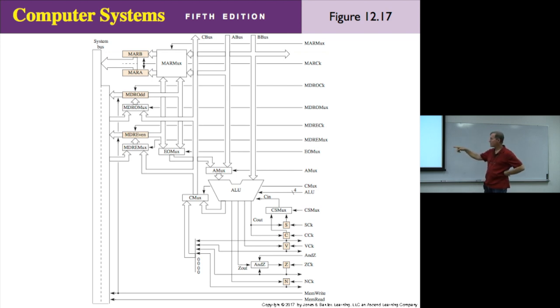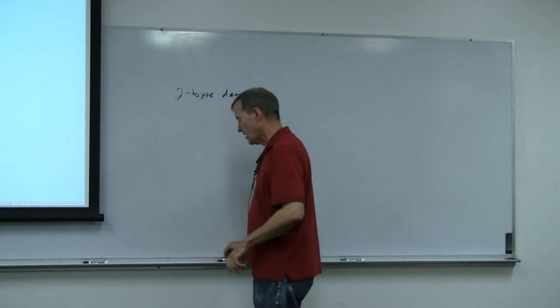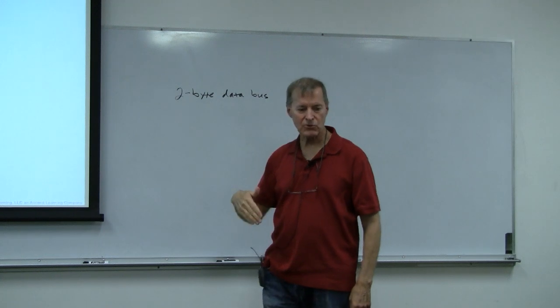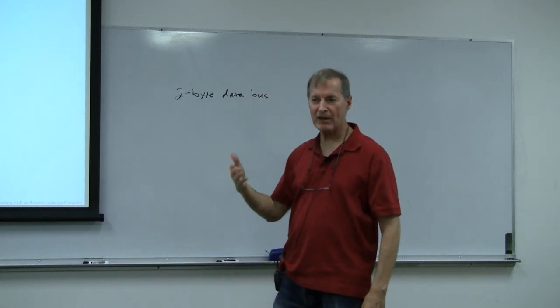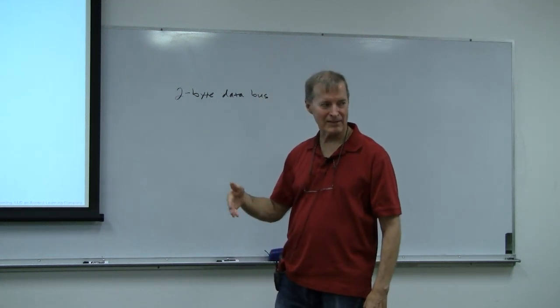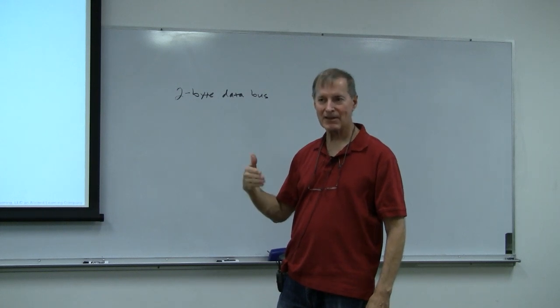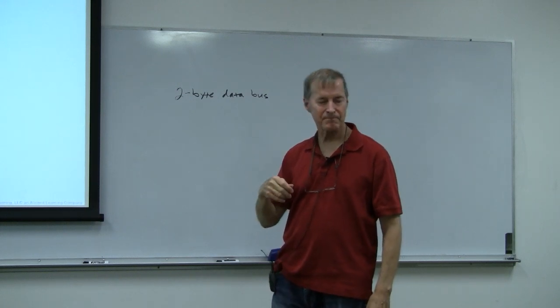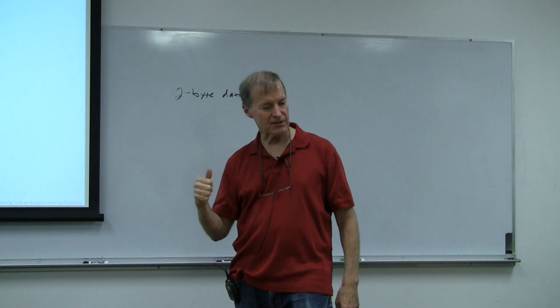Now, what do you notice about the system bus on the left? You see the address part is on the left, and what do you see about the data part? It's just as wide as the address part. So this is our example of a 2-byte data bus. Everything that we say here is going to apply to a 4-byte data bus, 8-byte, 16-byte. All the issues are basically the same. We're going to investigate in detail the 2-byte data bus.